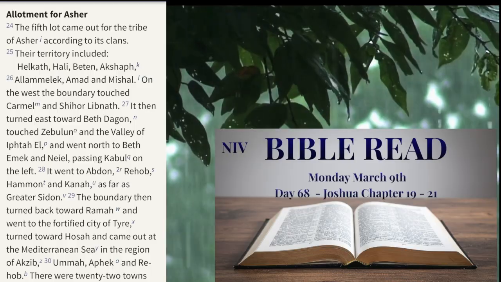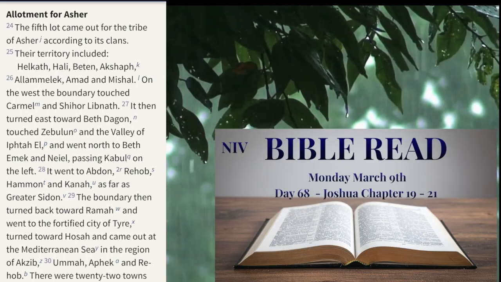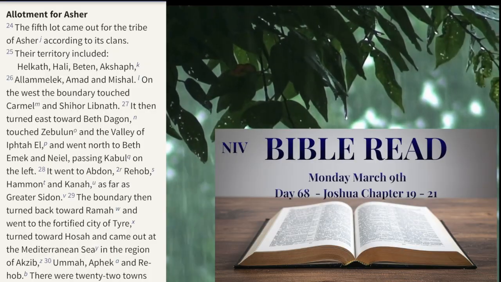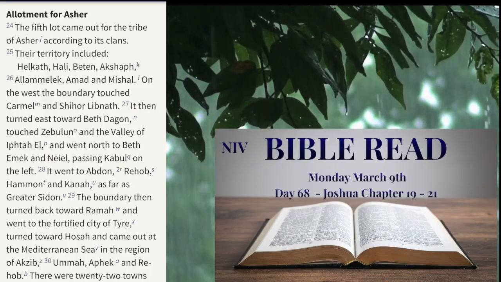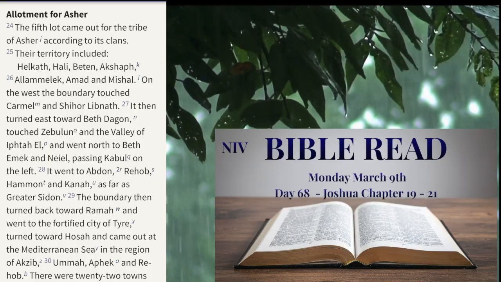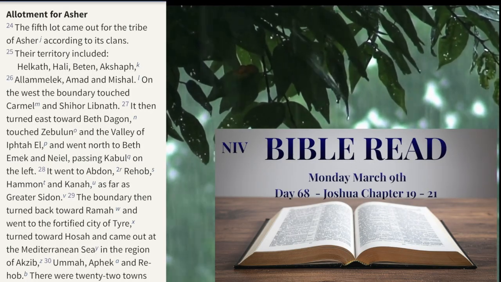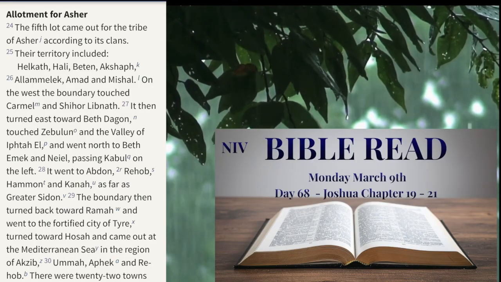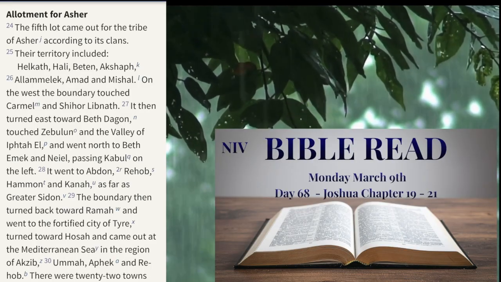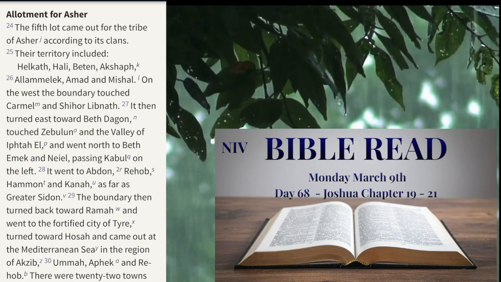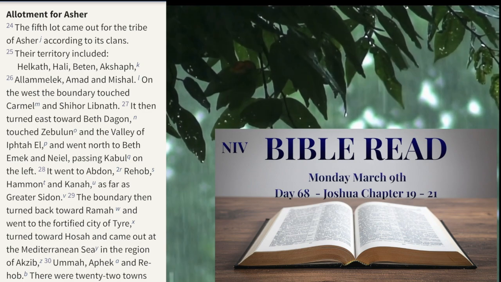The fifth lot came out for the tribe of Asher, according to its clans. Their territory included Helkath, Hali, Beten, Akshaph, Allammelech, Amad, and Mishal. On the west, the boundary touched Carmel and Shihor Libnath. It then turned east toward Beth Dagon, touched Zebulun and the valley of Iphtah-El, and went north to Beth Emek and Neiel, passing Kabul on the left.